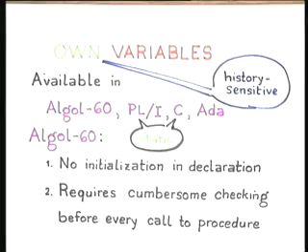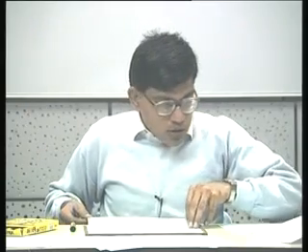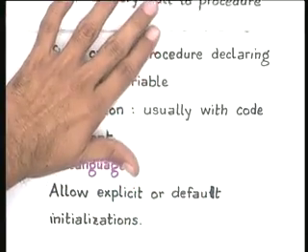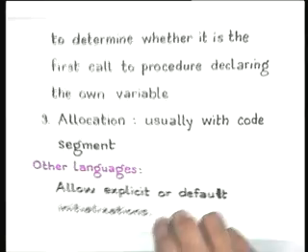What it means is that you are required to introduce, for every call to a procedure which contains an own variable, a cumbersome piece of code if your language does not allow initializations in declarations, to find out whether this is the first time you are calling that procedure or not. So normally this allocation is with the code segment. In languages with default initializations, there is no problem of checking whether it is the first time or not, and most languages which allow it actually allow for explicit or default initializations.